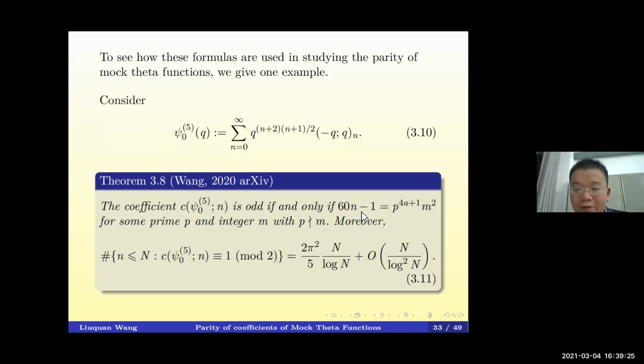Moreover, using the previous estimation, which we generalized from Chen's work, we can actually give an estimation on the number of odd values up to N. So we find that the number of odd values when n is less than or equal to capital N is equal to 2 pi squared over 5 times N over log N plus this error term. So this estimation follows directly from our previous lemma. What is the most important thing is this characterization. We find all the odd values of this coefficient. So how do we prove this result?